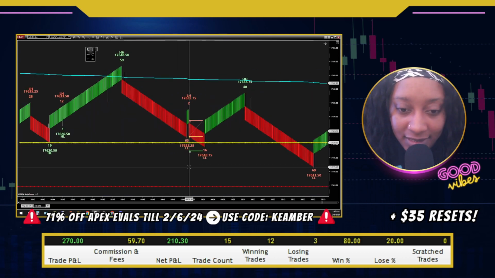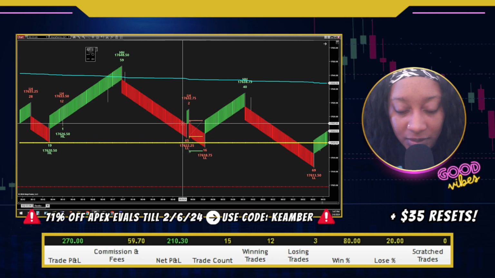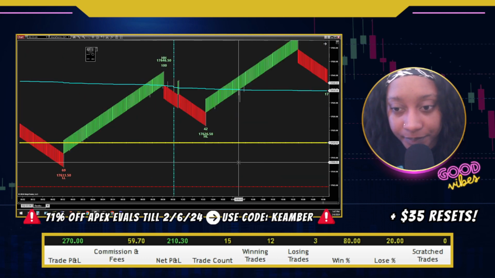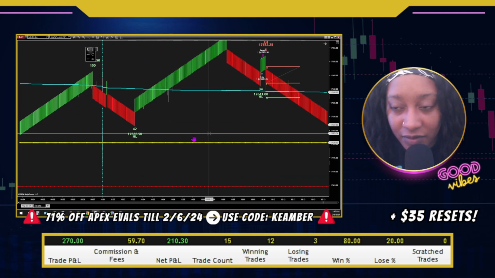Here is the next trade that I sat out of that I would have actually manually broke even. As soon as price got to the middle pivot level, which I talked about earlier, I would have went ahead and broke even there. So now we have after 10 o'clock.